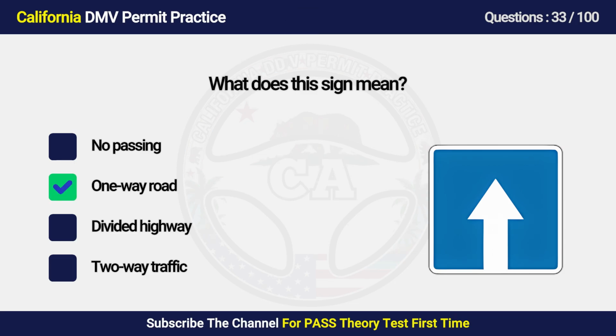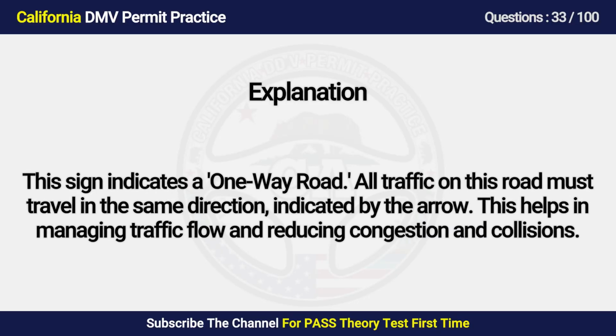Answer is B. One-way road. This sign indicates a one-way road. All traffic on this road must travel in the same direction as the arrow. This helps in managing traffic flow and reducing congestion and collisions.